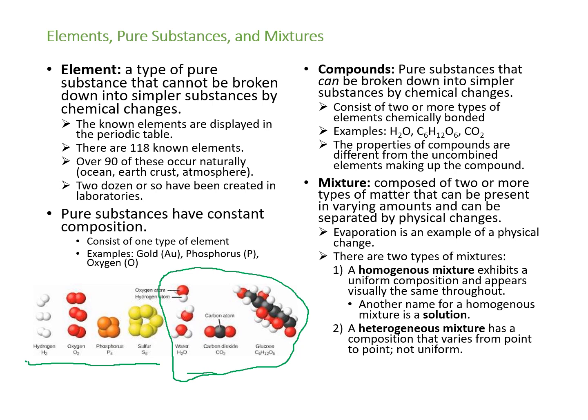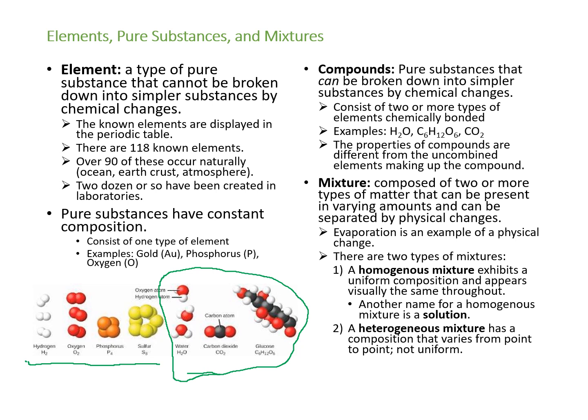A mixture is composed of 2 or more types of matter that can be present in varying amounts and can be separated by physical change. So evaporation is an example of a type of physical change. With the previous examples, the water can evaporate up into the air, or you have ice that melts down into water. So there was a physical change that takes place to cause that mixture to have some sort of change.